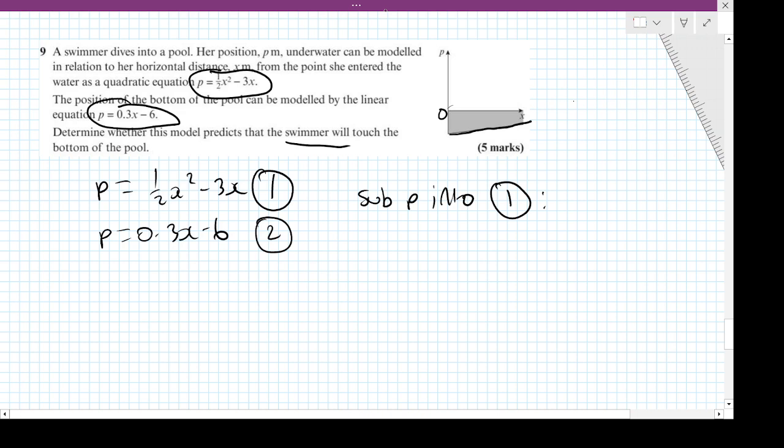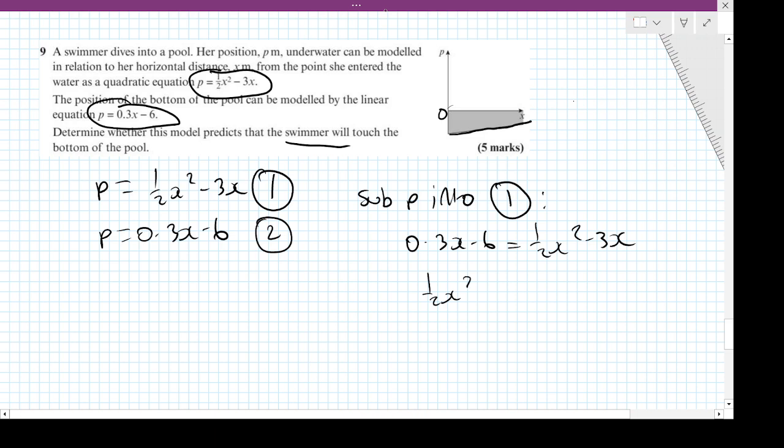So substitute p into 1. That means 0.3x minus 6, which is equal to p, right? From equation 2, has to equal half x squared minus 3x, which is equation 1. Okay. And then from there, we can just put everything to the other side to make it equal to 0.